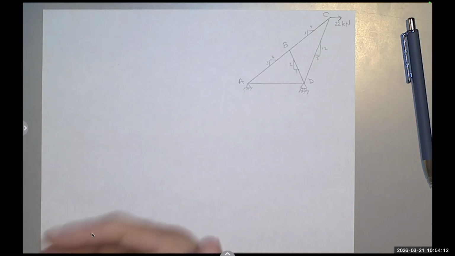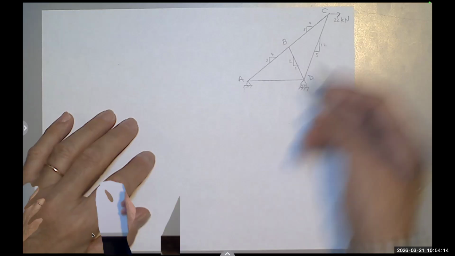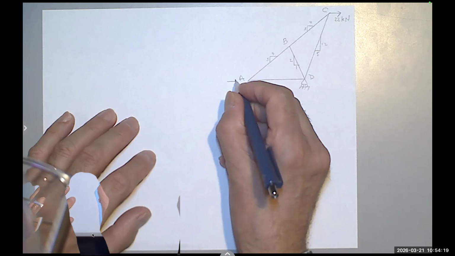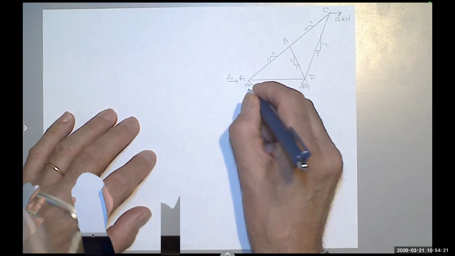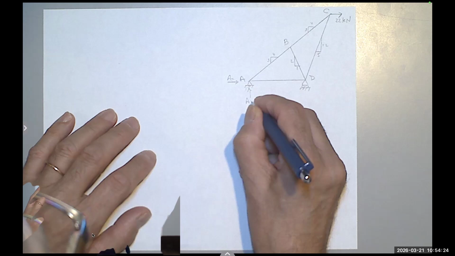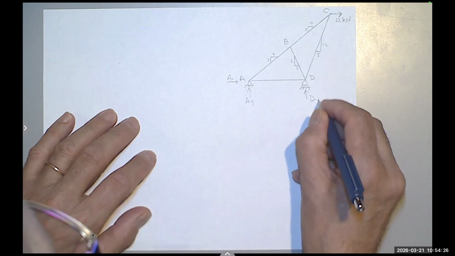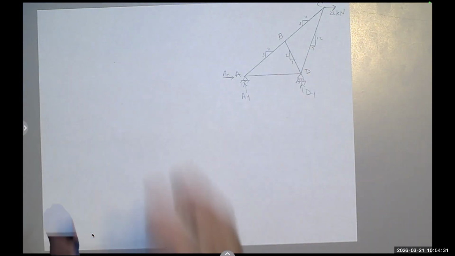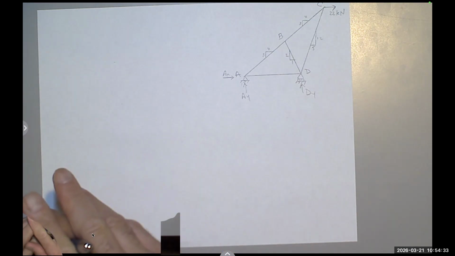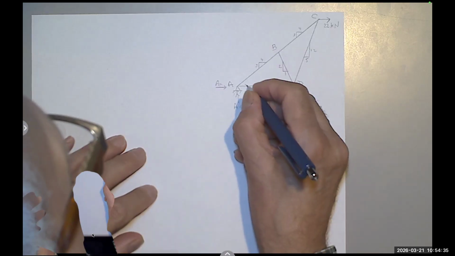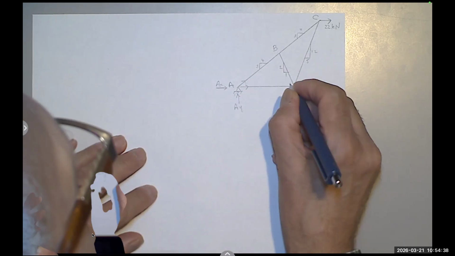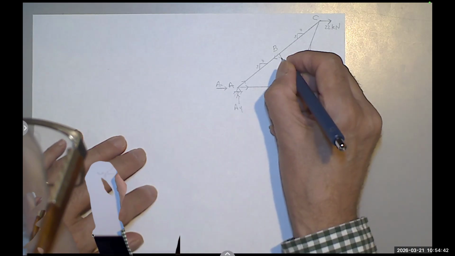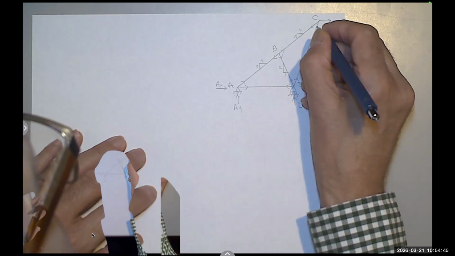I'm going to assume that all the reactions, I know that AX is 22 to the left, but I'm going to assume everything is positive. AX, AY, DY. And then I'm going to assume that all the forces in the members are tensile. So the arrows are going away from the pins, away, away, away.